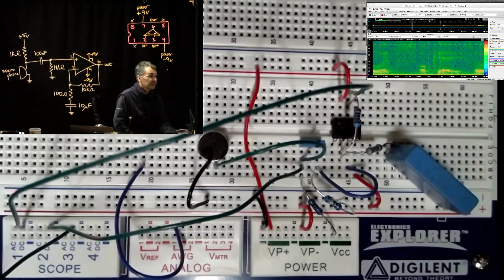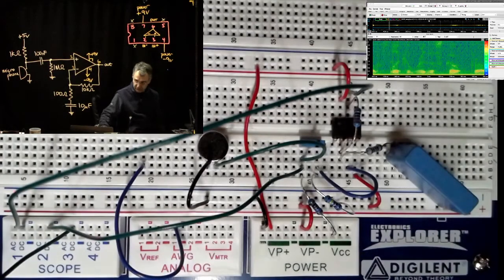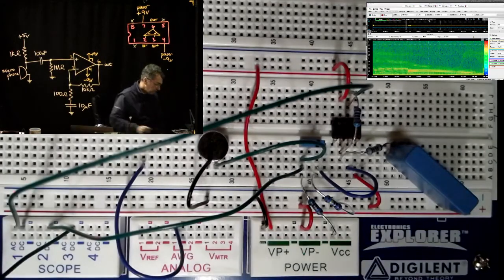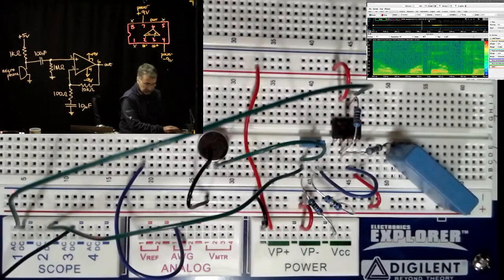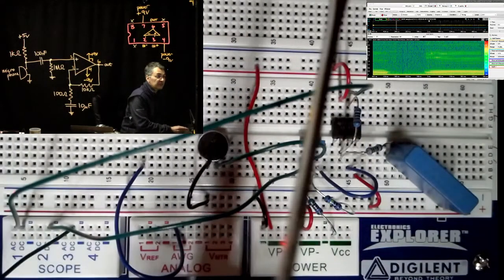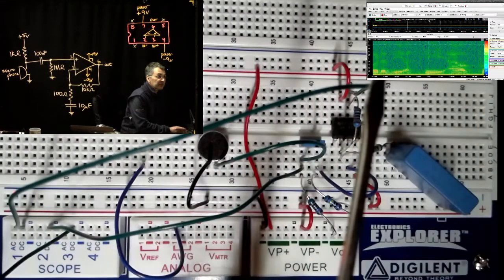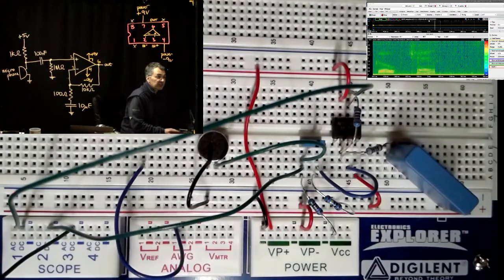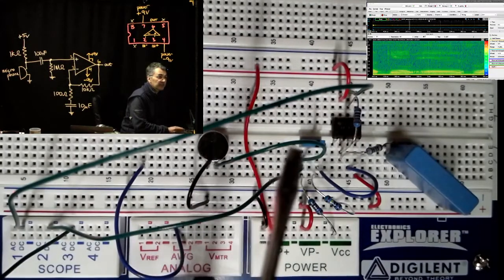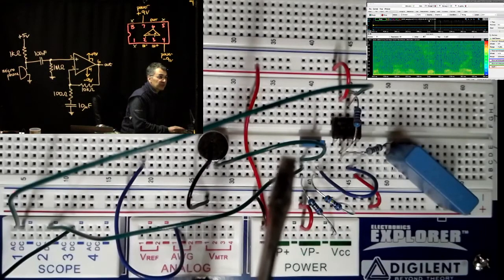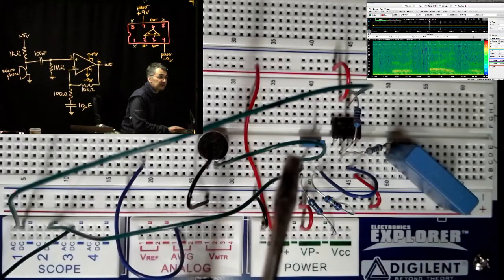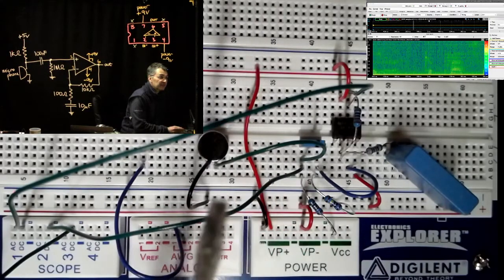Okay, so I think we've done all of it, and we can also look at where the scope probes are going. We don't need the waveform generator in this case. Scope channel 1 is looking at the output of the op-amp, that's pin 6. Scope channel 2 is looking at the output of the microphone, just to the left-hand side of the 100 nanofarad capacitor.